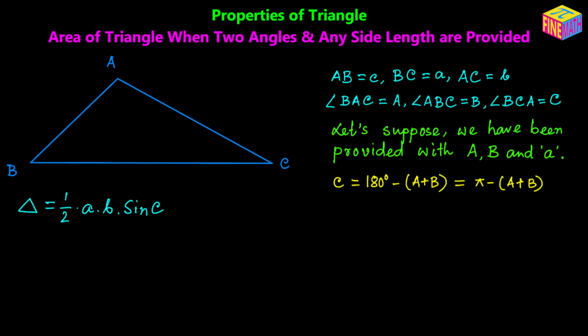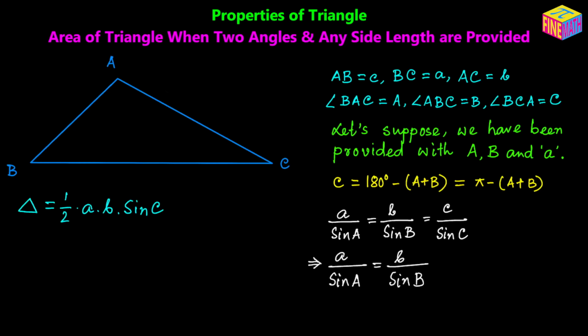So now from the sine law we know that a over sine A is equal to b over sine B is equal to c over sine C, and from here if we take the first part of the proportionality, we can say a over sine A is equal to b over sine B, and from here we can easily find the value of b in terms of a, sine of A and sine of B. And we can see that b is equal to a times sine of B over sine of A.